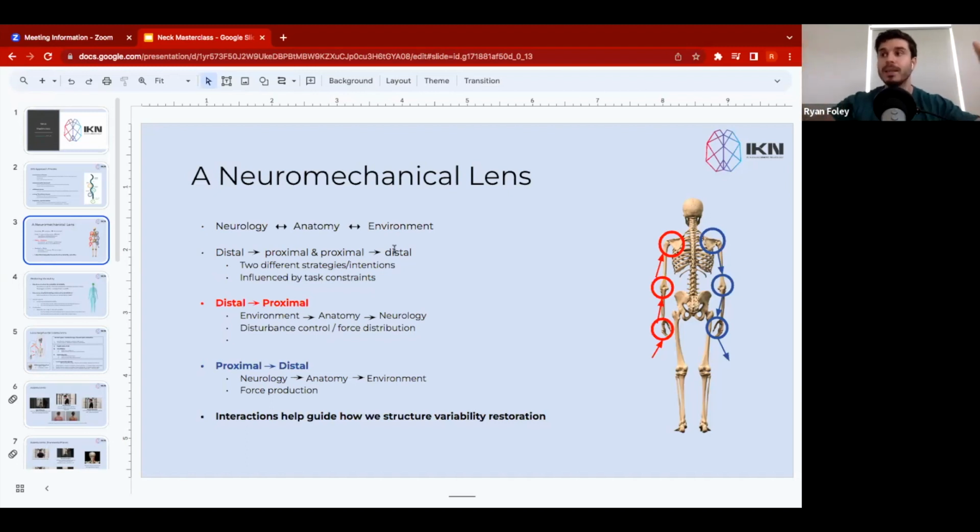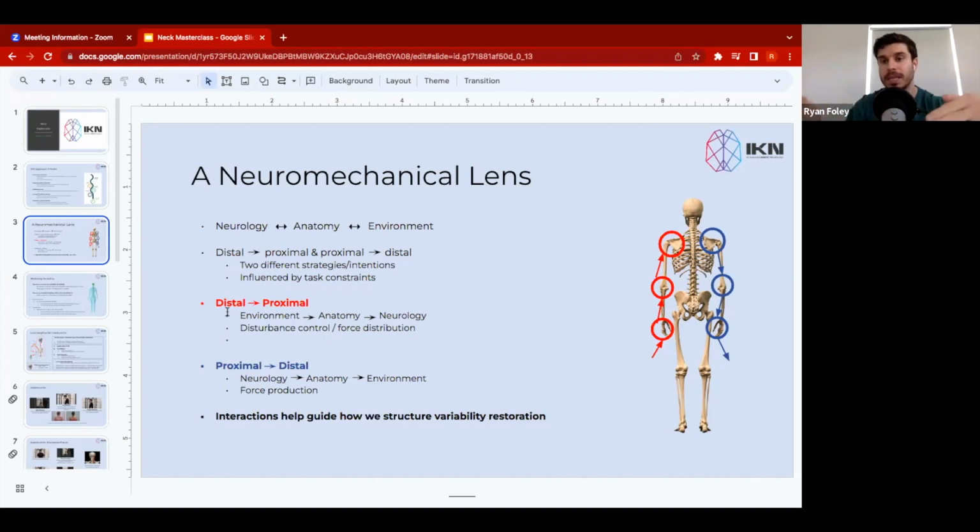capacities distally to handle those forces and then decelerate those forces and transmit those forces across the upper limb and then proximally. Okay, so it's more of a disturbance control or perturbation control or force distribution task, and that would be highlighted by a distal to proximal sequence.